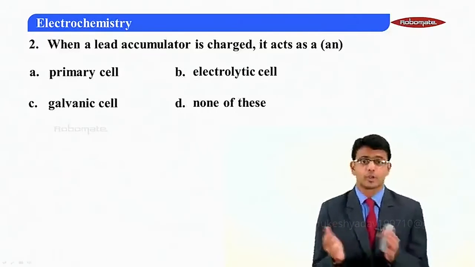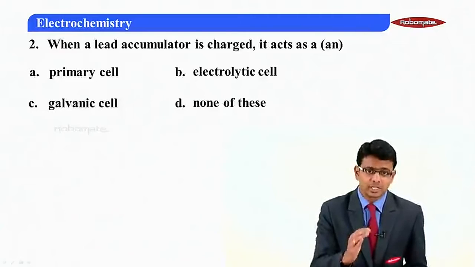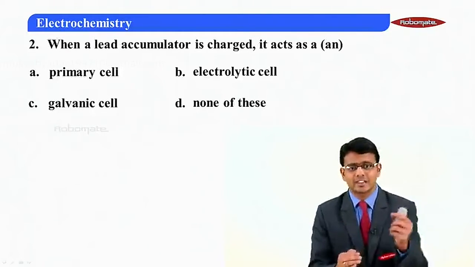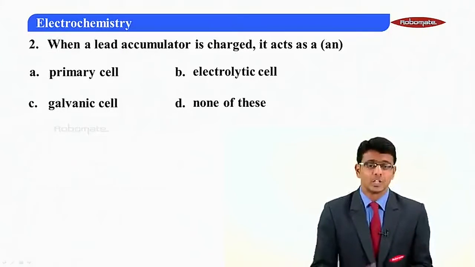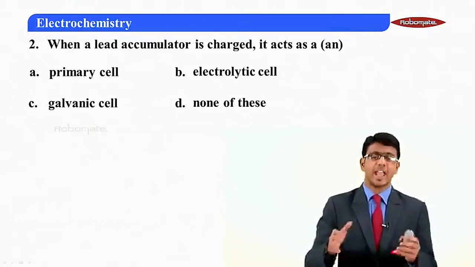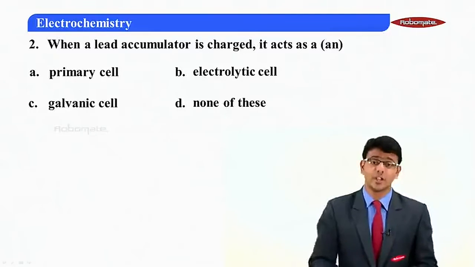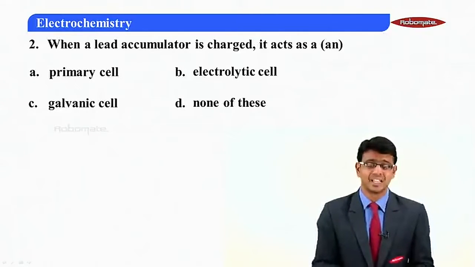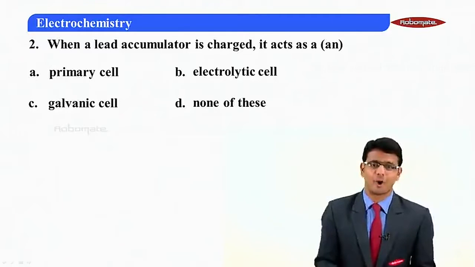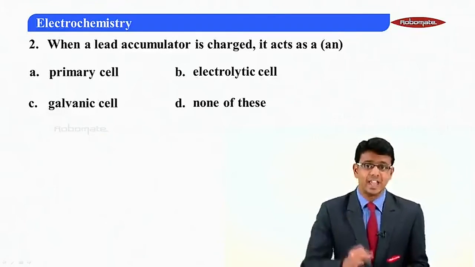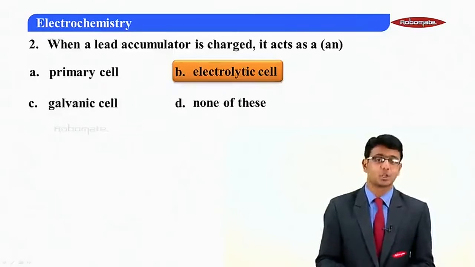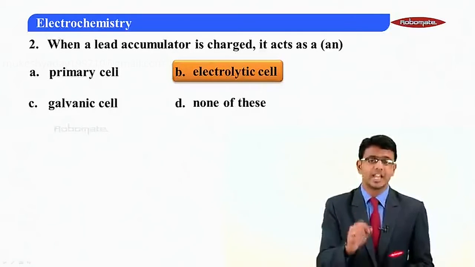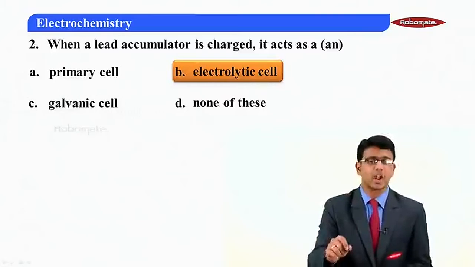And the reactions will also reverse. But don't you think students, unless and until we provide electricity, the reactions in lead accumulator will not reverse, right? So during charging, the reactions are taking place under the influence of the electricity. Such cells are precisely what we call electrolytic cell, right? Hence, here the answer would be electrolytic cell, because during charging lead accumulator, the reactions are reversed under the influence of electricity.